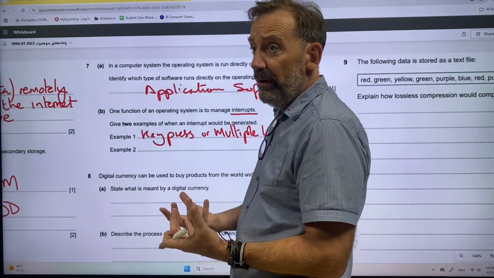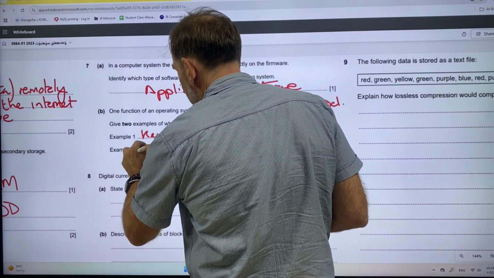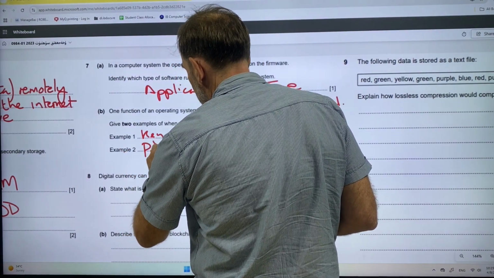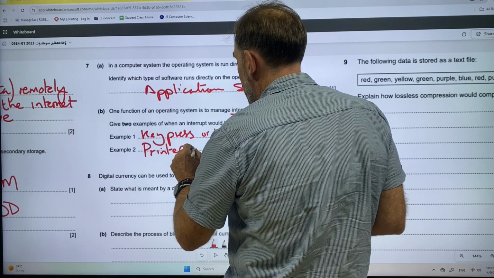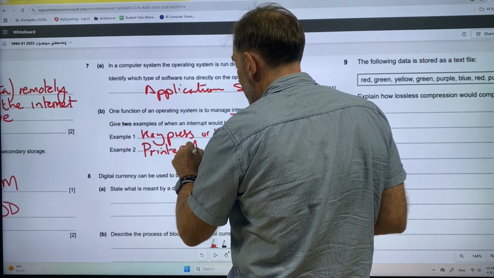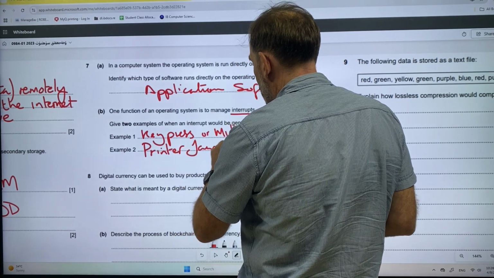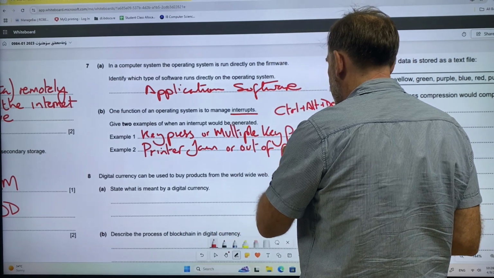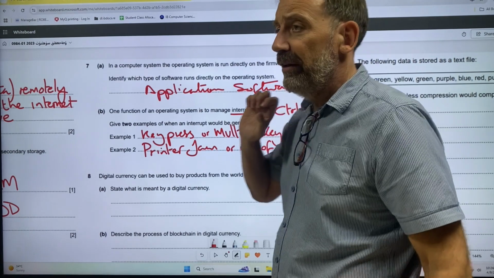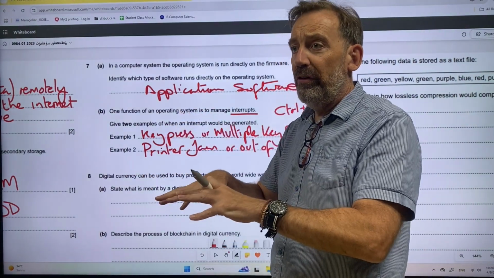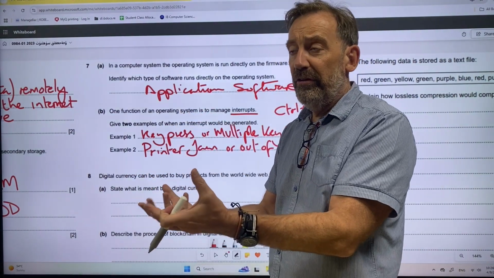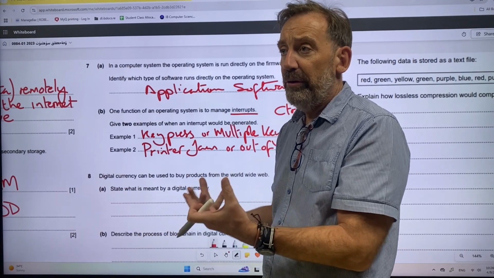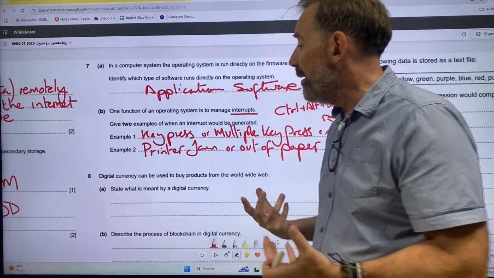And then something else that might cause an interrupt would be an output device, something like a printer running out of paper or jamming. So we'll put printer jam or out of paper. A message would be sent back to the computer, maybe pause the computer, as the processor certainly wouldn't print anything if there was a paper jam or no paper.